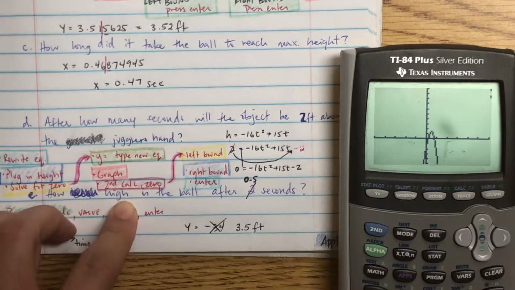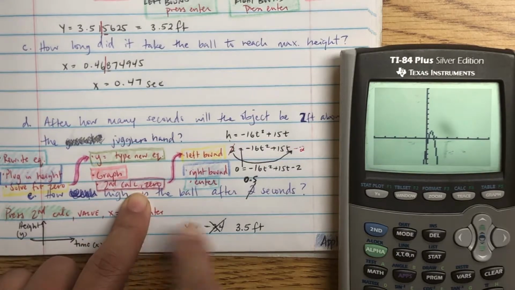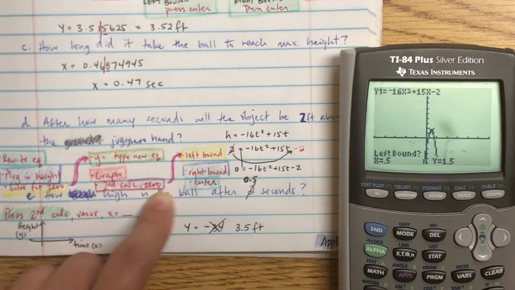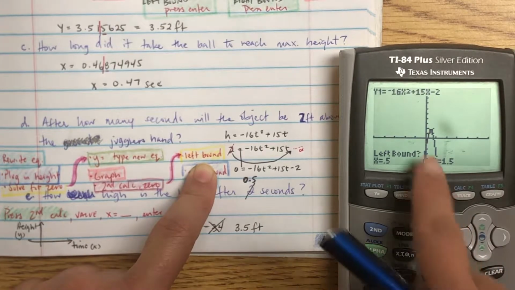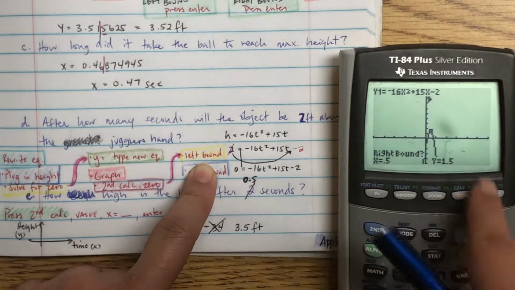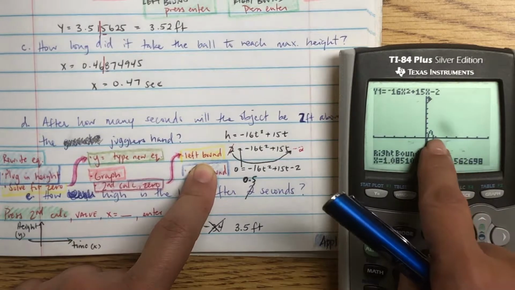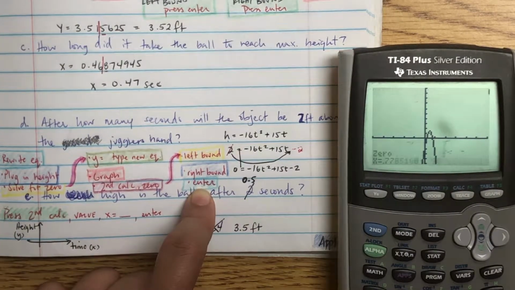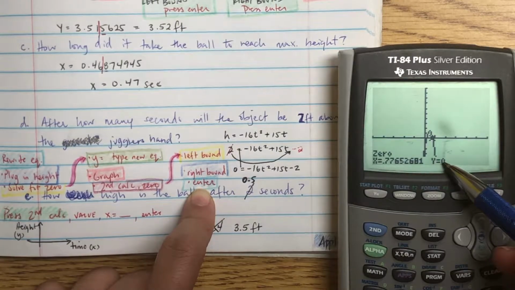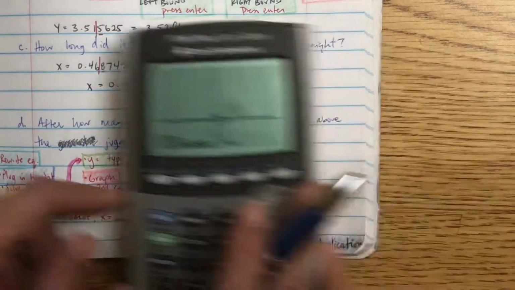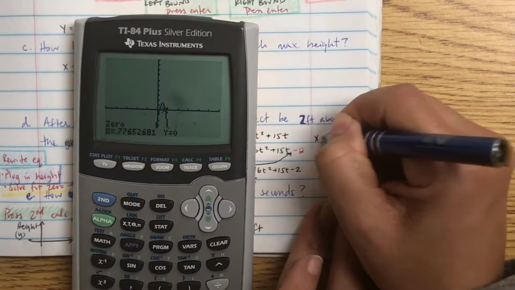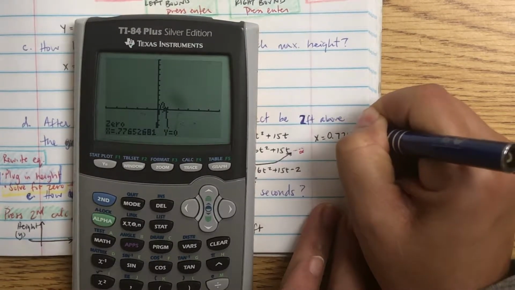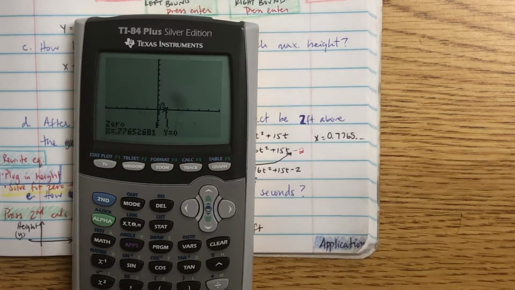And the window should be fine. Yeah, and it's fine. The window is fine, and all you're going to do is calculate your 0. So second, calculate your 0 again. Left side, press enter. Move it to the right of the 0, press enter. And then guess, press enter. And so again, when y is equal to 0, x is equal to 0.7765. Rounded to the nearest hundredth, 2 numbers after the decimal.